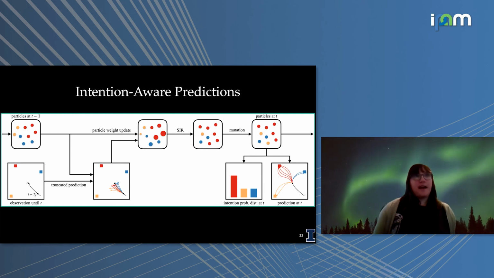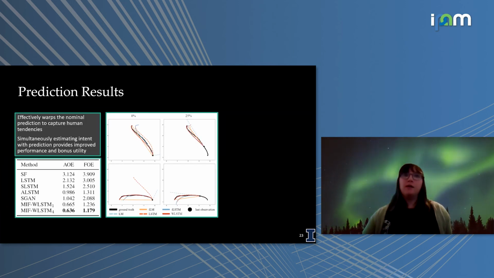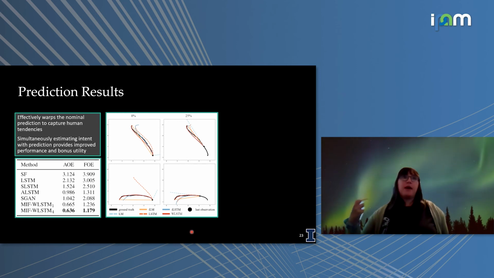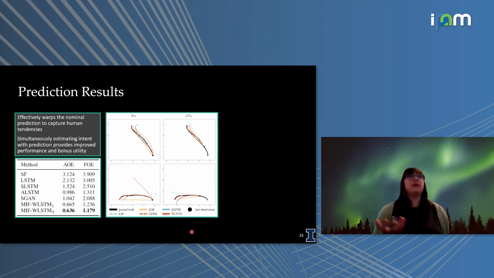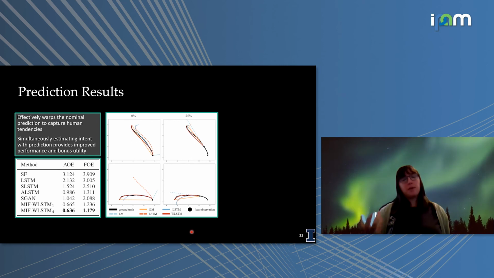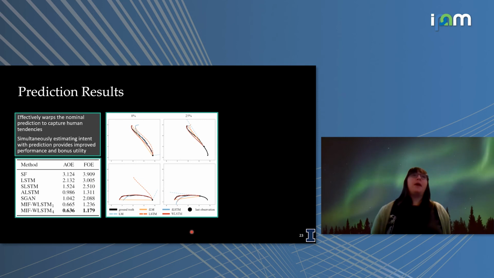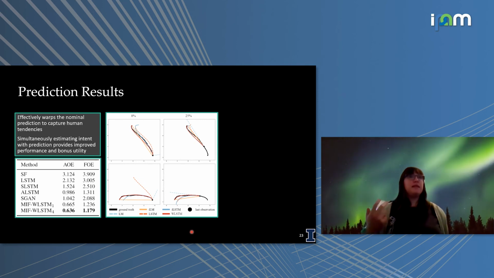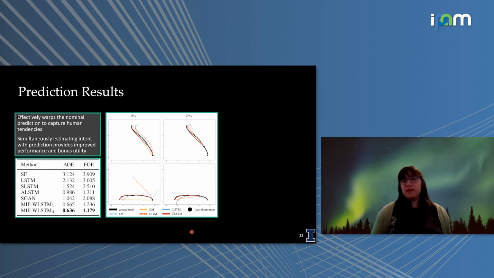Okay, I'm going to go a little bit fast through this since I'm running a little low on time. But in short, this method tends to work very well. We tend to capture these human tendencies, most importantly capturing these curvatures and non-abrupt movements that are often a little more difficult for some of these physics-based approaches. And one of the nice things we get out of this is that by simultaneously estimating the intent along with the prediction, we often get a bonus utility.